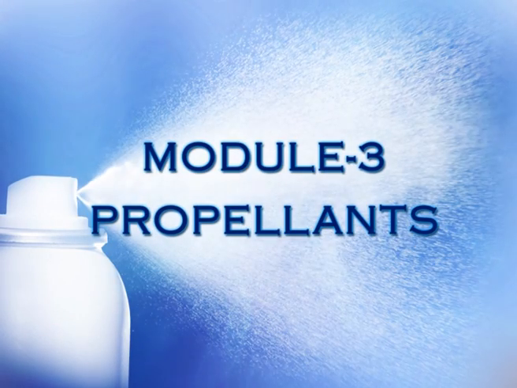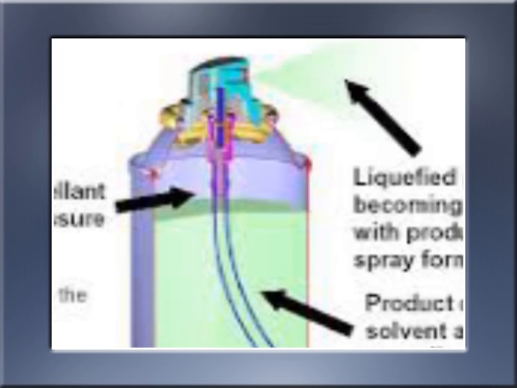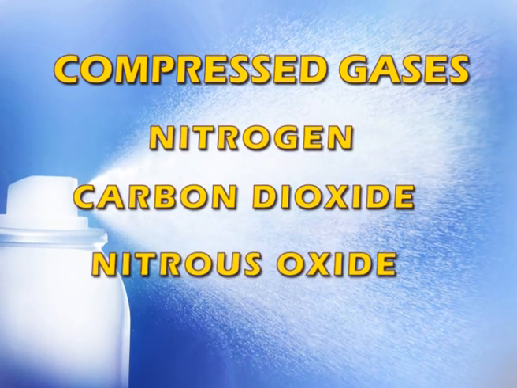Now we will move further towards module 3, which consists mainly of propellants. In detail we will talk about propellants. Propellant is generally regarded as the heart of the aerosol package. In addition to expelling the product, it must act as a solvent, diluent and determine the characteristics of the product as it leaves the container. Propellants can be classified as compressed gases. It includes nitrogen, carbon dioxide, nitrous oxide.